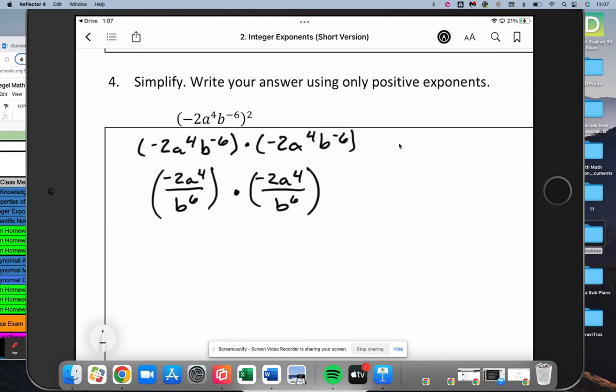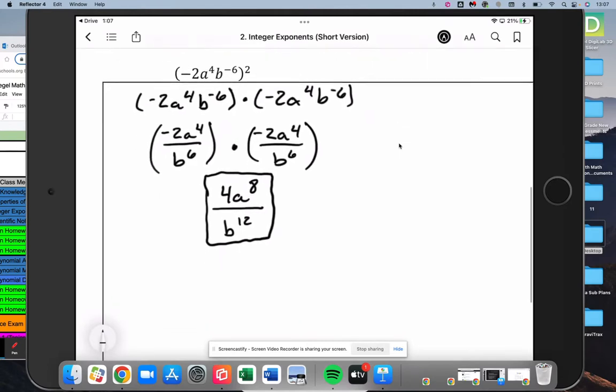And then I can see that now I have all positive exponents, and so all I have to do is do the multiplication. And so negative 2 times negative 2 makes positive 4. A to the 4th times a to the 4th is going to be a total of 8 of them. B to the 6th times b to the 6th is going to make b to the 12th. And that's going to be it for this one, but there is another method that I will demonstrate.